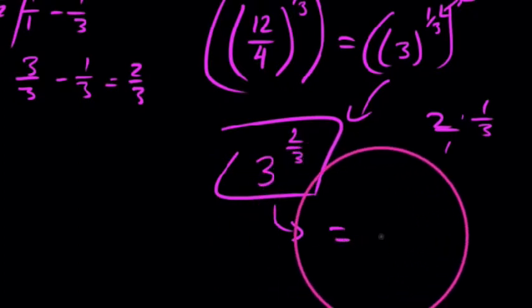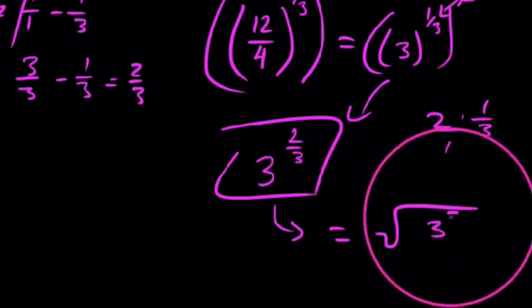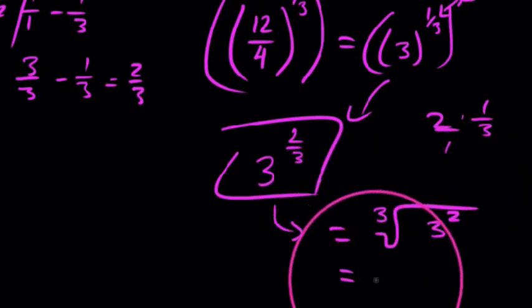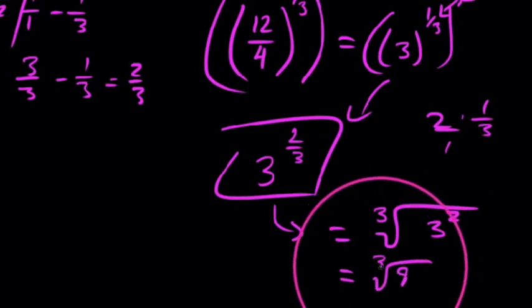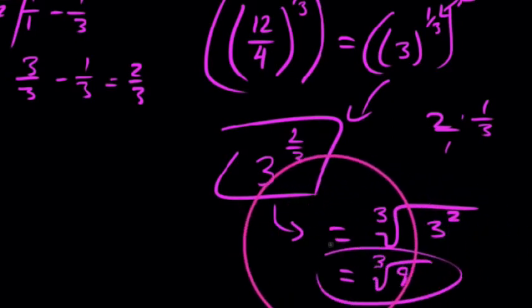Or we could write it like this. We could say this is the same thing as 3 to the second power, the cube root of that, or the cube root of 9. Okay, so that is how we're going to use our properties of exponents with rational exponents.